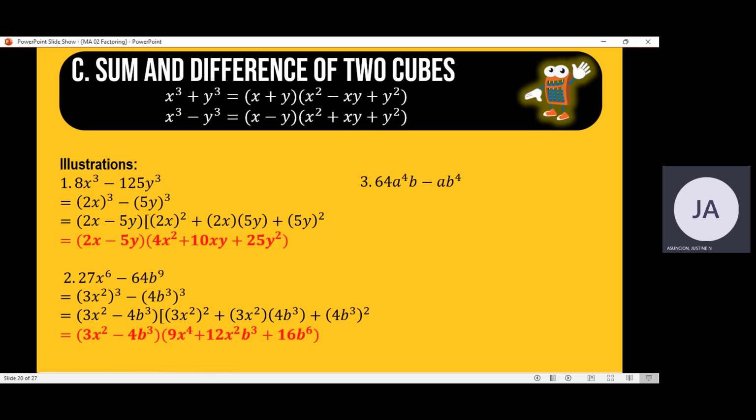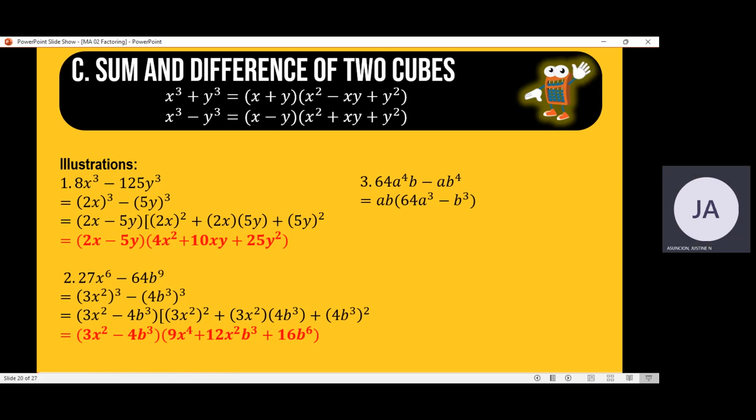So here in this case, let's use the common monomial factor. We have here a common monomial factor of ab. So let's factor out ab. We'll obtain 64a cubed minus b cubed. Now, as you can see, we can use the sum and difference of two cubes.